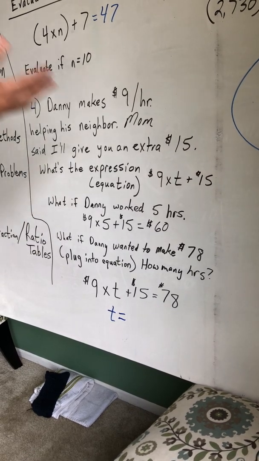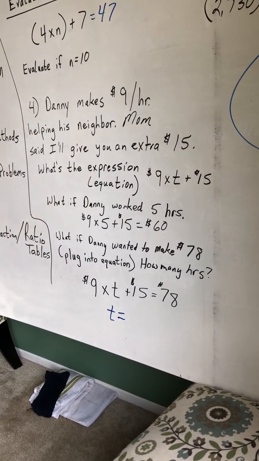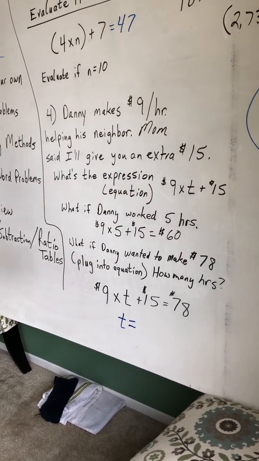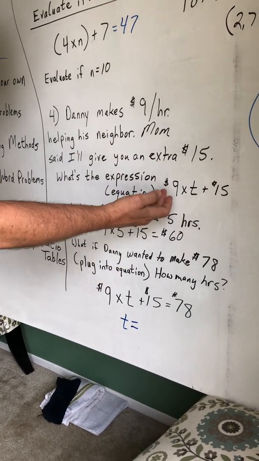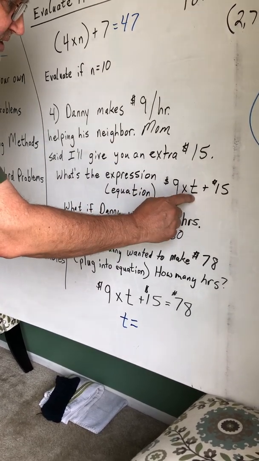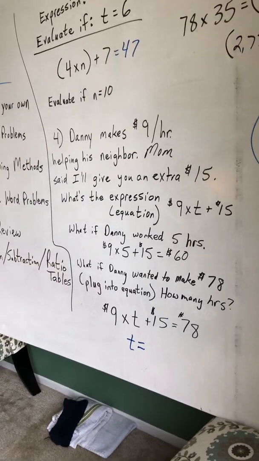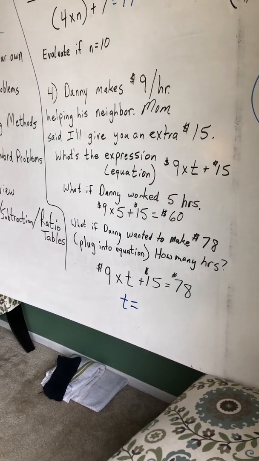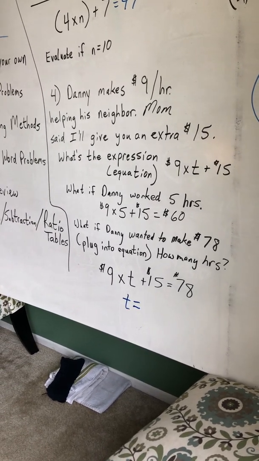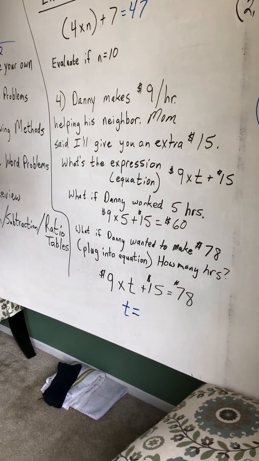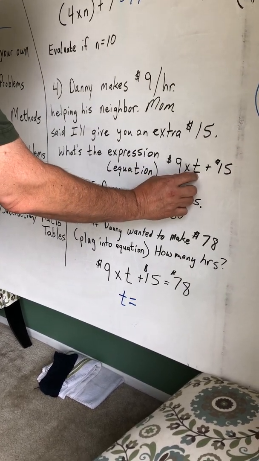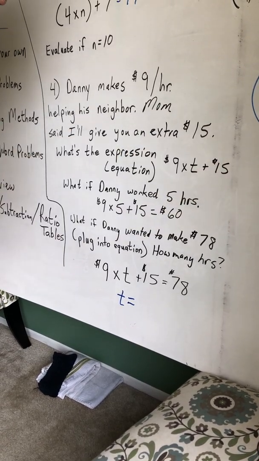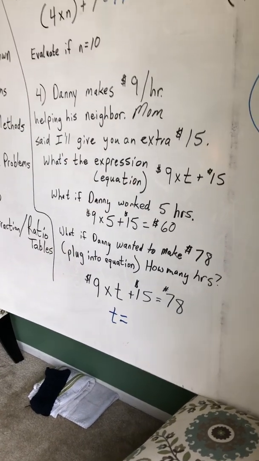Or what's the equation, or what's the formula for this particular problem? Well, we had it up here before. We've got $9 times T, which is time. How many hours did Danny work? And we're rounding it off to hours. It won't be 8.5 hours or 9.25 hours, it's just going to be a whole number of hours. So 9 times the hours gives you the amount of money the neighbor's paying, and then you add Mom's $15 on. See, that's our expression.